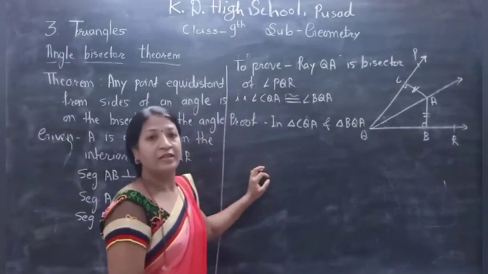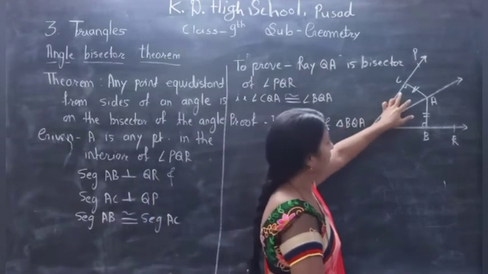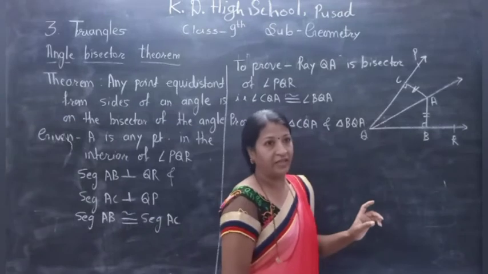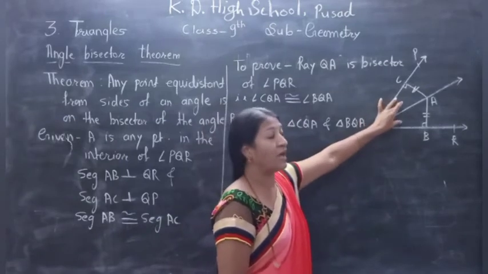Okay. Now these are two triangles. Here observe that angle C and angle B are of 90 degrees. It means these two triangles are right angle triangles.